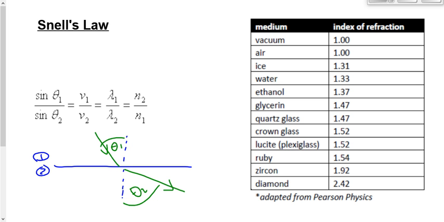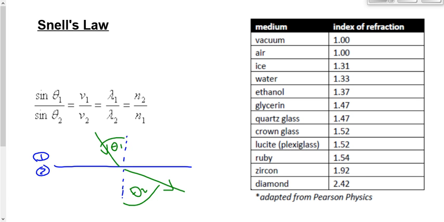So this equation provides for us the relationship between those two angles. And it also provides for us the relationship between the speed and the wavelength and the index of refraction. Note the form of the equation, right? 1 over 2, 1 over 2, 1 over 2, and 2 over 1. That's the case because as speed goes up, as wavelength goes up, the angle goes up. But that happens because the index of refraction has gone down.